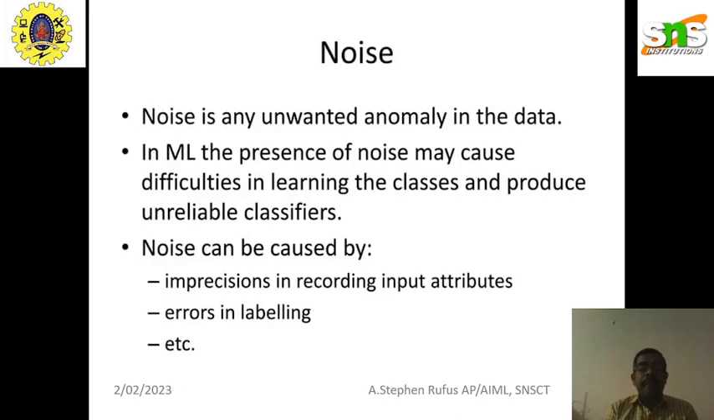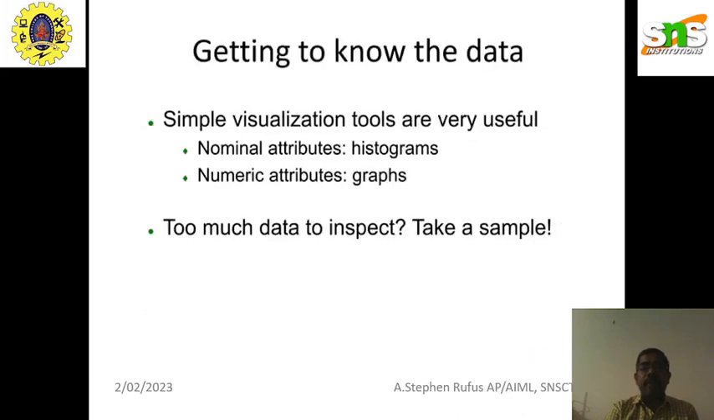In machine learning, the presence of noise may cause difficulties in learning the classes, and then produce unreliable classifiers. So when we are collecting the data, we have to apply appropriate filters, extract the appropriate information, and come to the conclusion that this is the right data for my analysis. And then how does that noise occur? There are various parameters, but in our discussion there are two things: imprecision in the recording of the input attributes, and errors in labeling. These are the things that create noise in the data set.